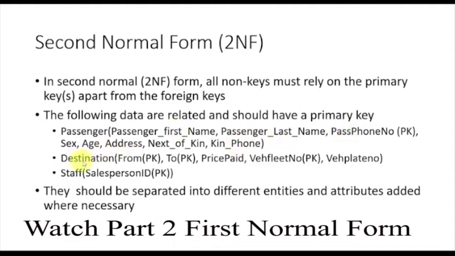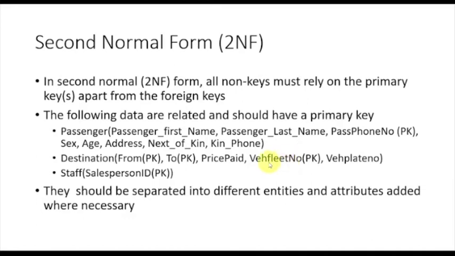Now we also have destination. For destination, we had from, to, price paid, the vehicle fleet number, and the vehicle plate number. I decided to use the vehicle fleet number as a primary key because the vehicle fleet number was unique on that table.